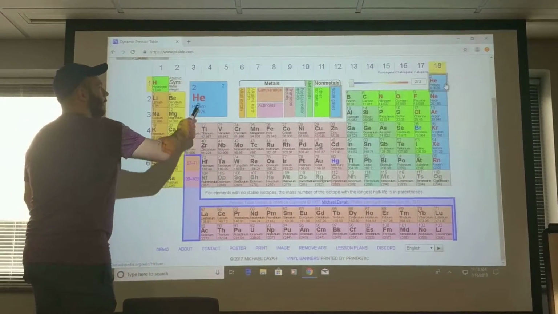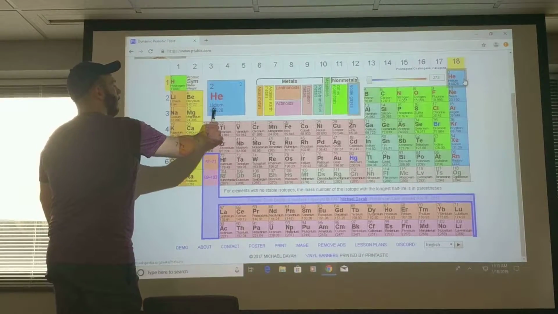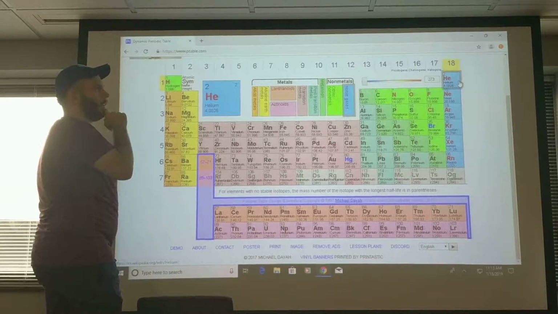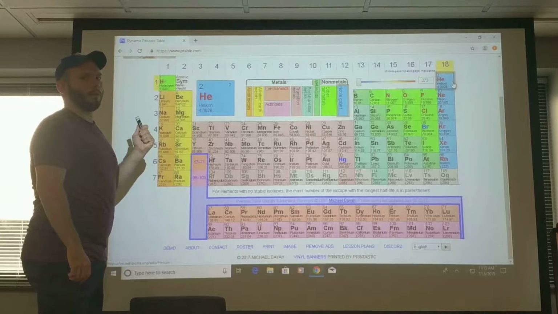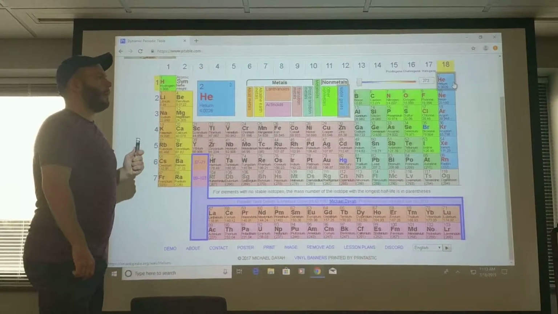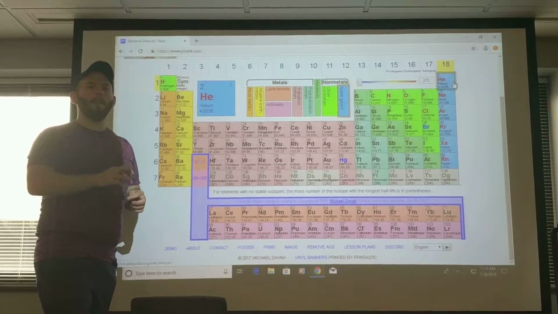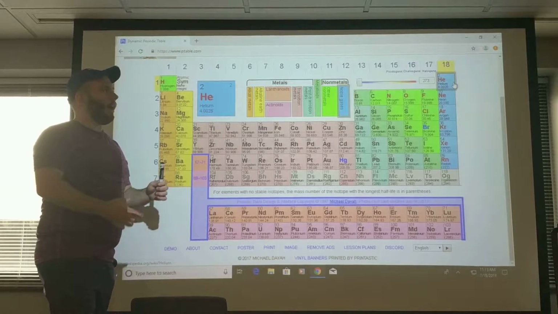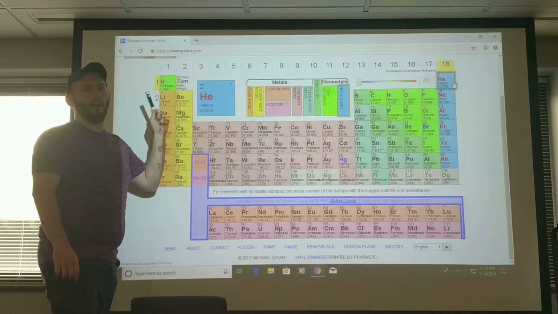So, helium. We know what the elemental symbol is, the abbreviation for an element. We know what the name is here. Let's talk about all these numbers. So, the atomic number for helium is 2 up here. The atomic number of an element is how many protons that element has in its nucleus. So every atom of helium has 2 protons in its nucleus.